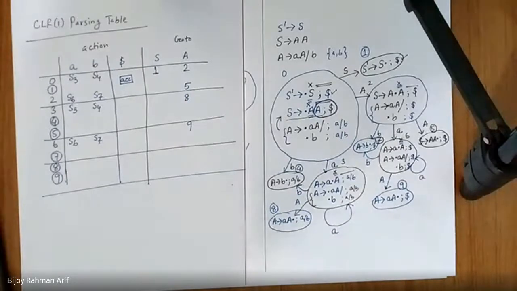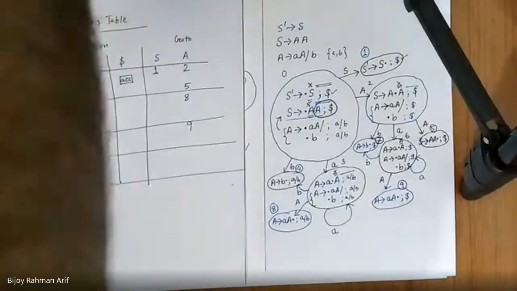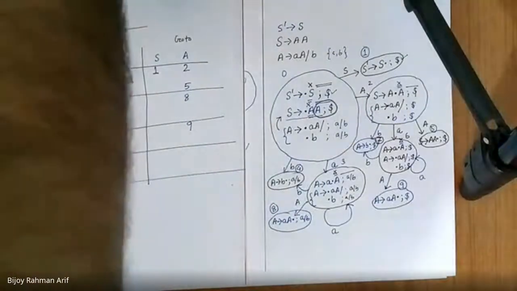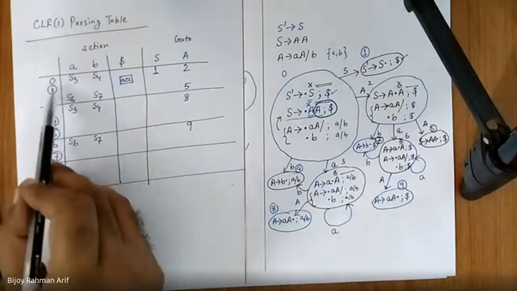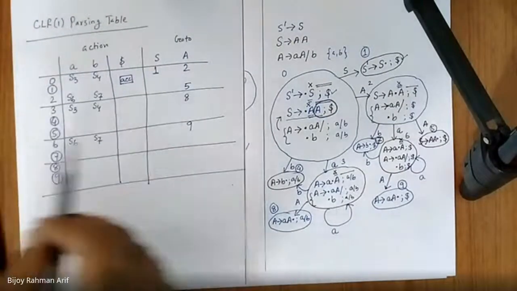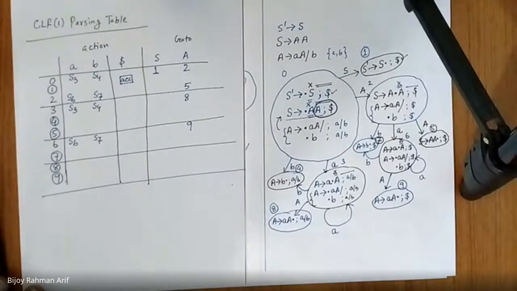Now, this procedure is the same for all the parsers. We know that: LR0, SLR1, CLR1, LALR1. No difference. Now, where should I write the reduce move? In LR0, we write the reduce move in the entire row of the action. In SLR1, we write the reduce move on the follow of the LHS of the production. Now here we are going to write it on the lookahead.